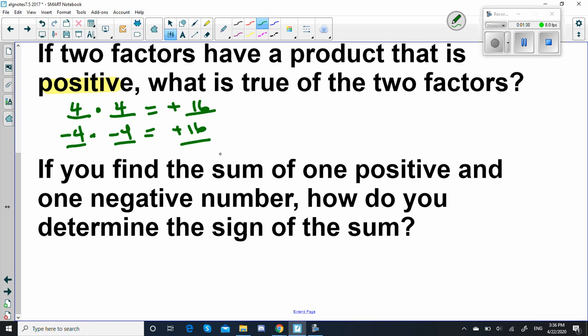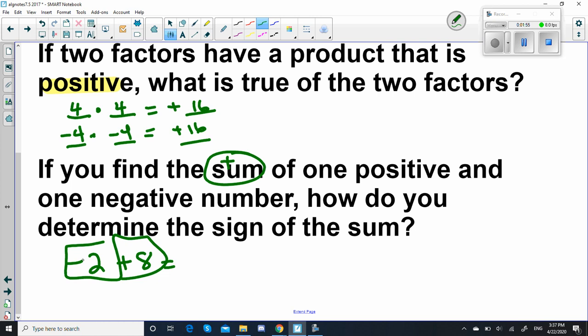And if we're looking for the sum of a positive and a negative, for example, negative 2 plus 8, remember sum means plus. How do we determine the sign? Well, we can use our calculator, but another way to do that is to look at their signs and see that they're different. So we're going to subtract them, 8 minus 2, and we would take the sign of the larger integer. So the larger is 8, and that sign is positive. So the answer here is positive 6.